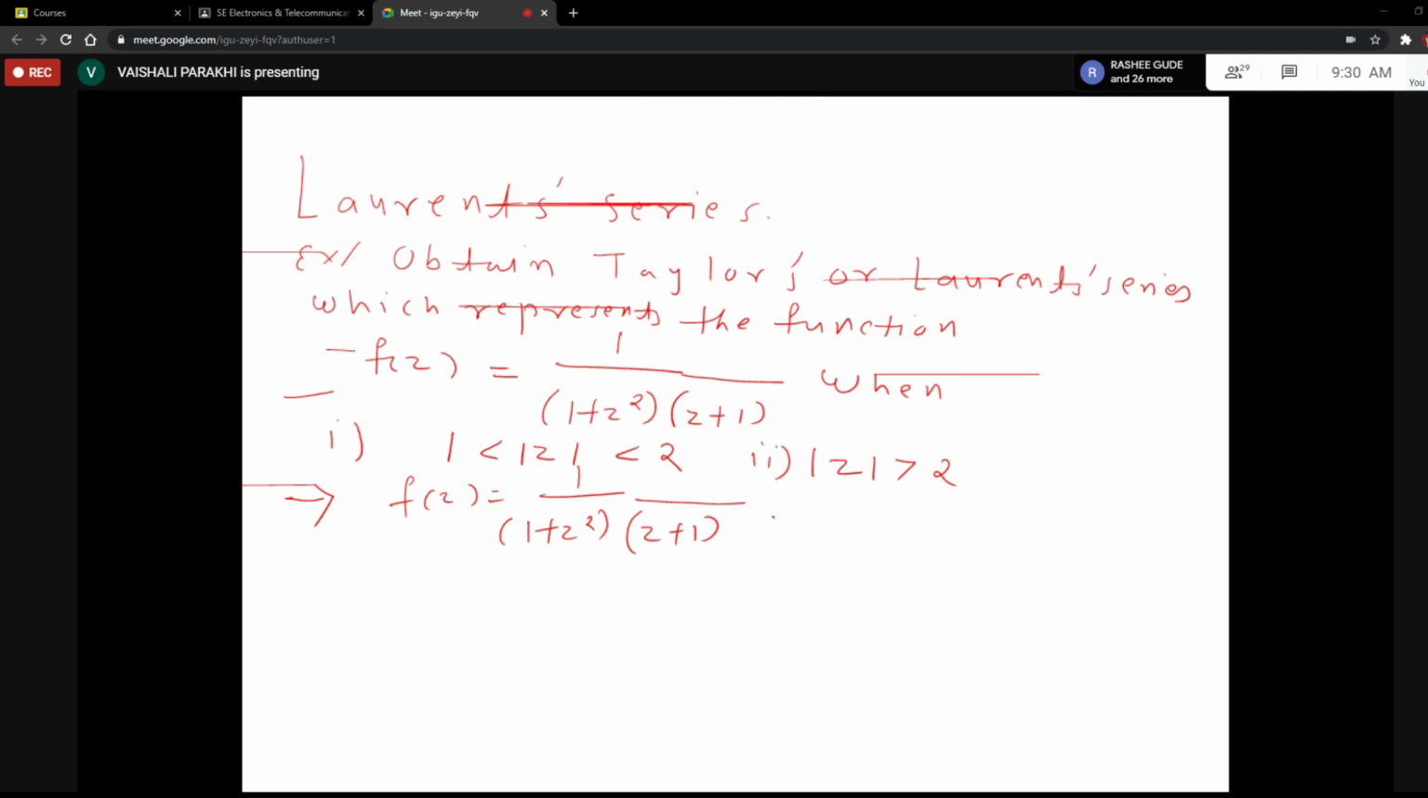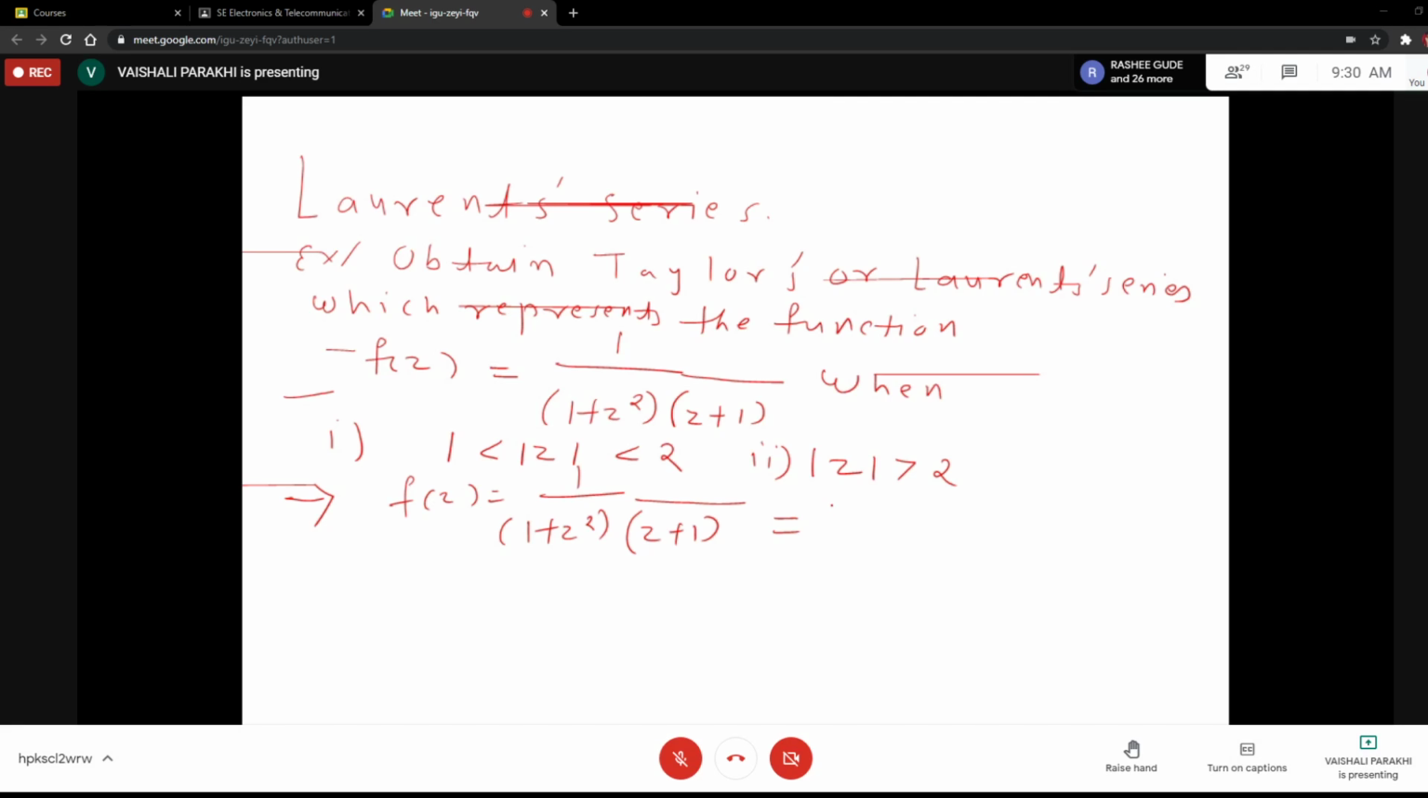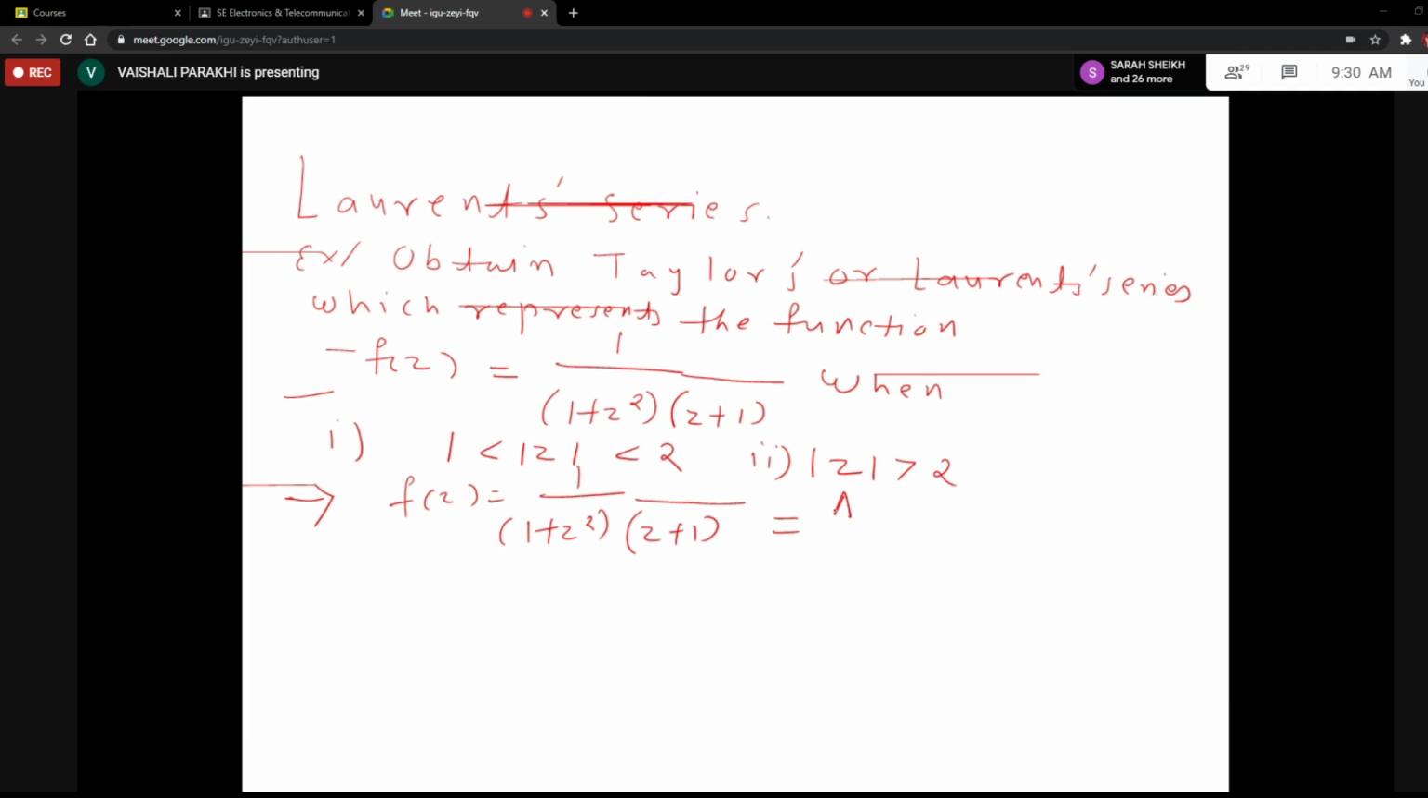Now see how you are going to write the partial fractions for these, students. Because if you observe, the first term is quadratic, right? 1 plus z square. So how do you write partial fraction for a quadratic? It will be az plus b divided by 1 plus z square, and plus the second factor is a linear factor z plus 1, so it is c divided by z plus 1. So in all these problems like Taylor series and Laurent series, your first step is partial fraction. You have to split the function.